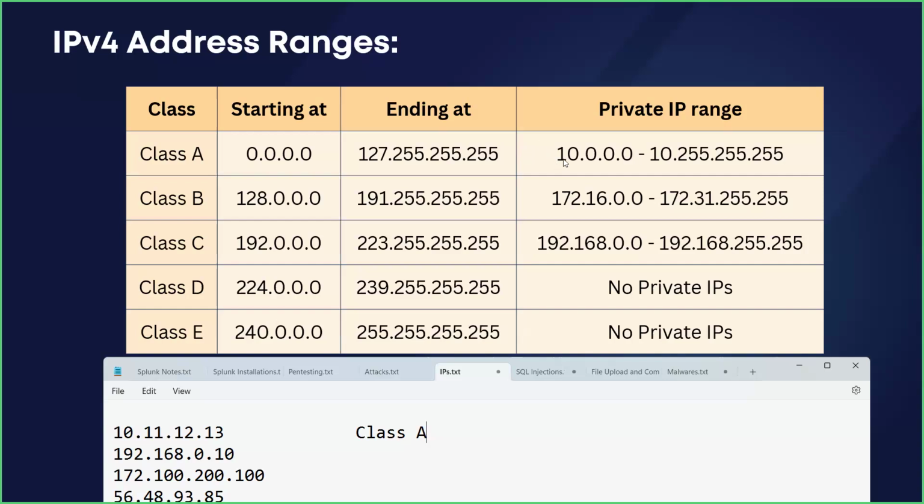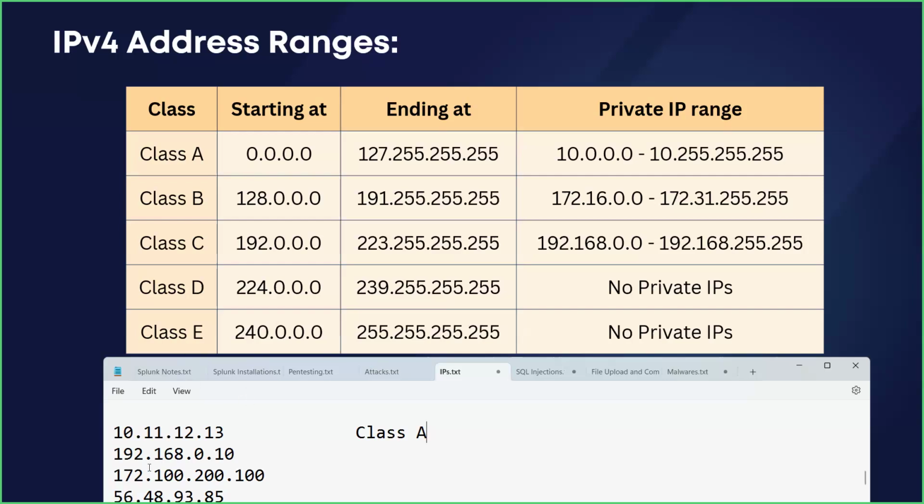Any IP starting with the octet 10, if the first octet is 10, it is always a private IP. Any IP outside that range is a public IP. Similarly, in class B, if the first octet is 172 and the second octet is between 16 and 31, then it is a private IP. The remaining two octets can be anything from 0 to 255. And for class C, the first octet needs to be 192, the second octet needs to be 168, and the third and fourth octets can be anything from 0 to 255. If the IP is falling in those ranges, then it's a private IP. If it is outside those ranges, it's a public IP.